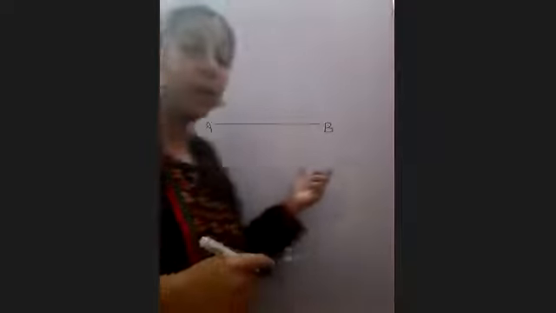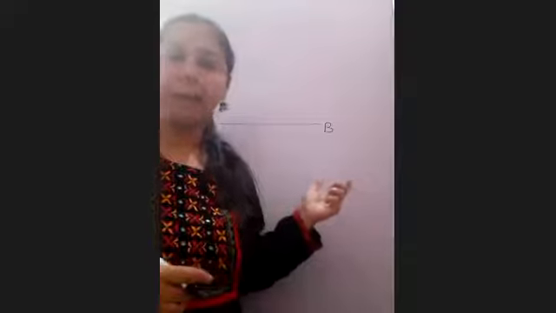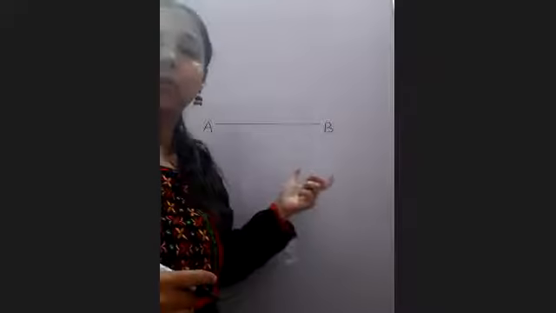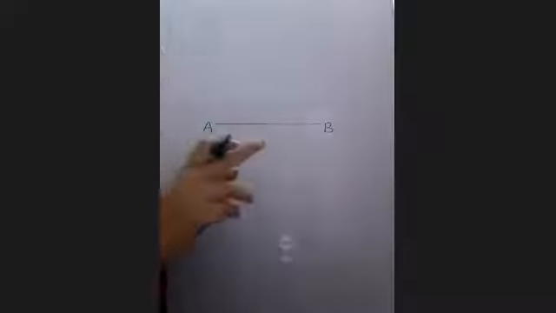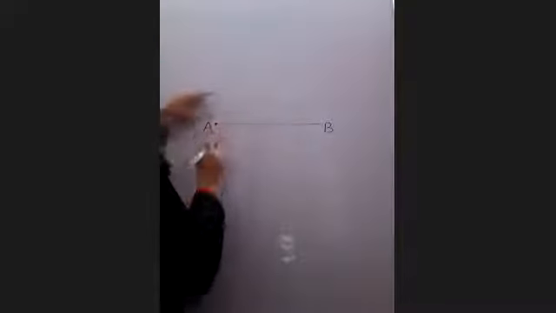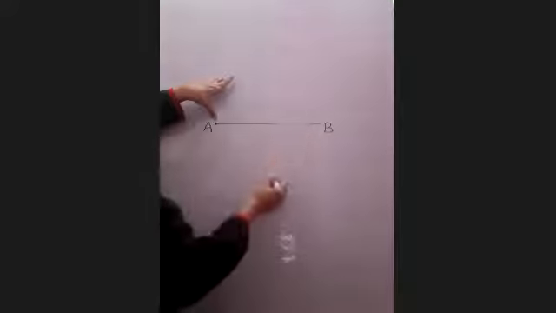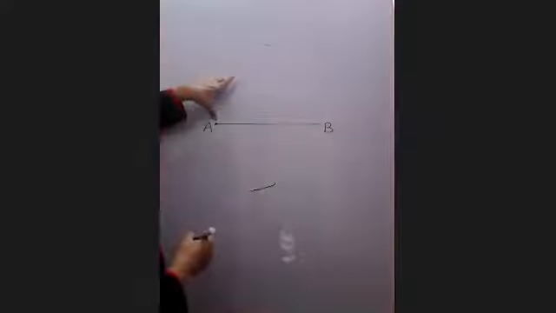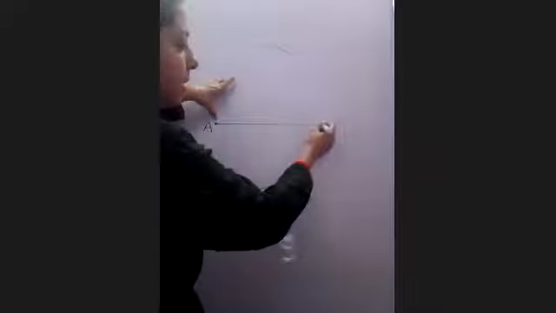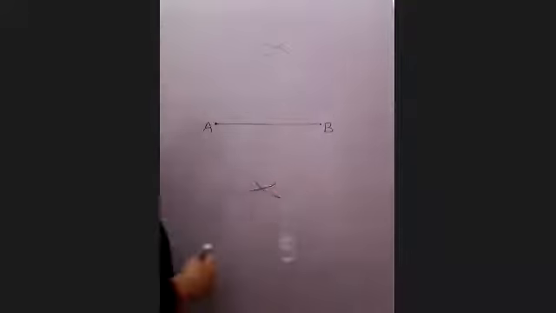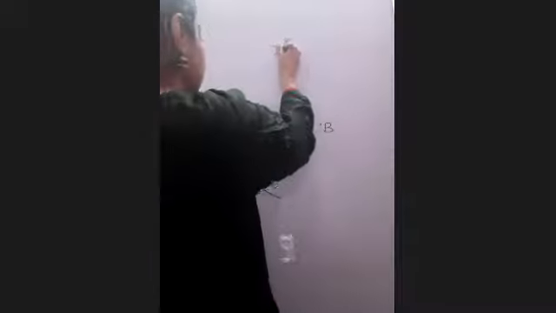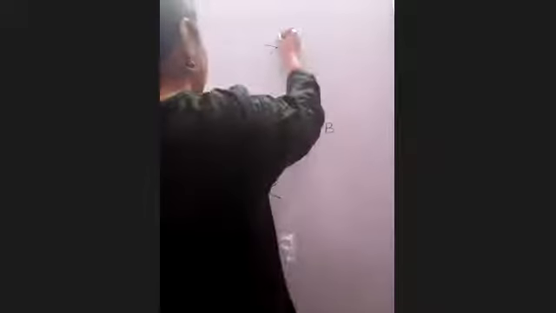and I wish to draw its perpendicular bisector. How do we do that? One time we will keep the compass at A and draw an arc down. Next time we need to keep the same radius. We will keep the compass at B and arc up. And then where these two arcs meet, we will join with the help of a scale.